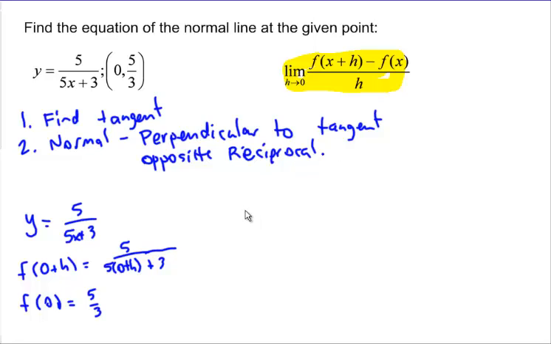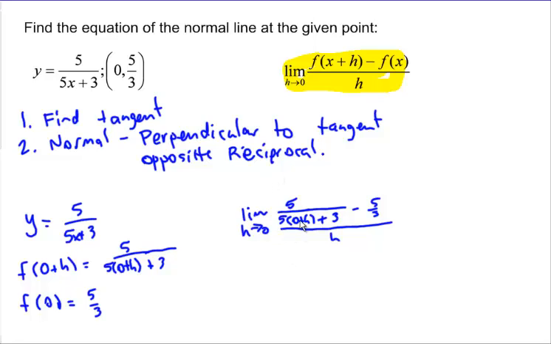So apply our limit rule here. We're going to have f of x plus h minus f of x. So the limit as h goes to 0 of 5 over 5 times 0 plus h plus 3 minus 5/3, all over h.